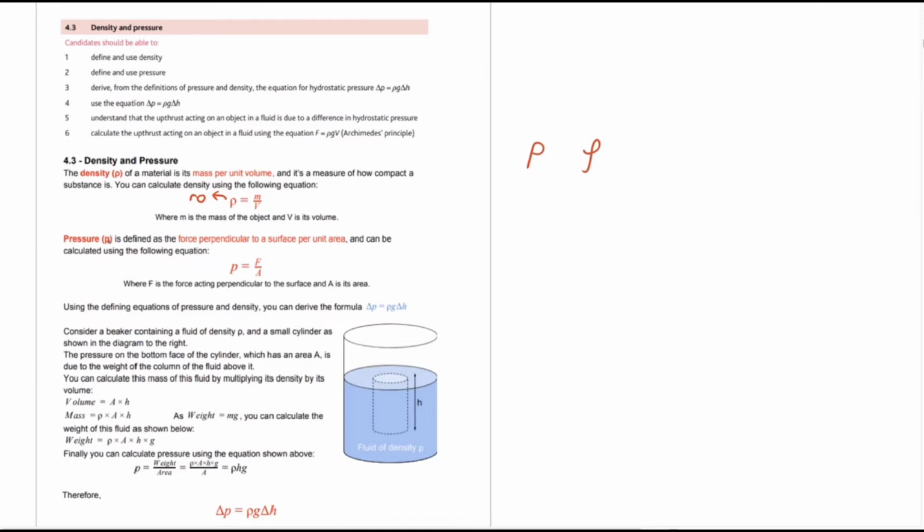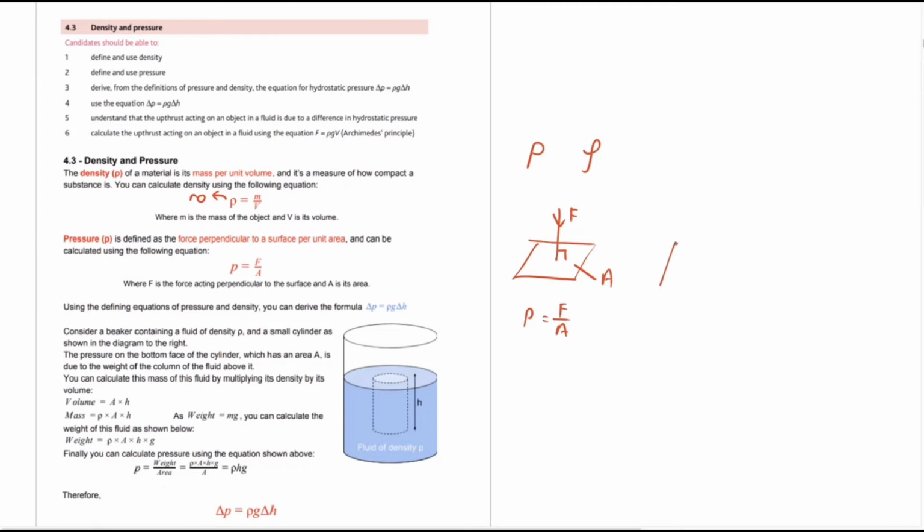Pressure P is defined as the force perpendicular to a surface per unit area, and can be calculated using the following equation. Again, you see the force and the area must be perpendicular. Something like the moment and torque just now also must be perpendicular distance, but this is perpendicular with the area. So for example, let's say this is the area. The force has to be the perpendicular force, and then pressure equals force over area.